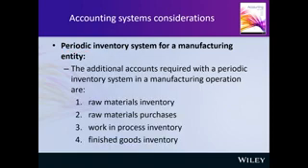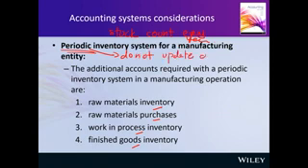Okay. So the additional accounts required with a periodic inventory system in a manufacturing operation are raw material inventory, raw material purchases, work in process inventory, and also finished goods. This is if you use periodic. With periodic, you're going to do a stock count every year. We do not track the changes in inventories.